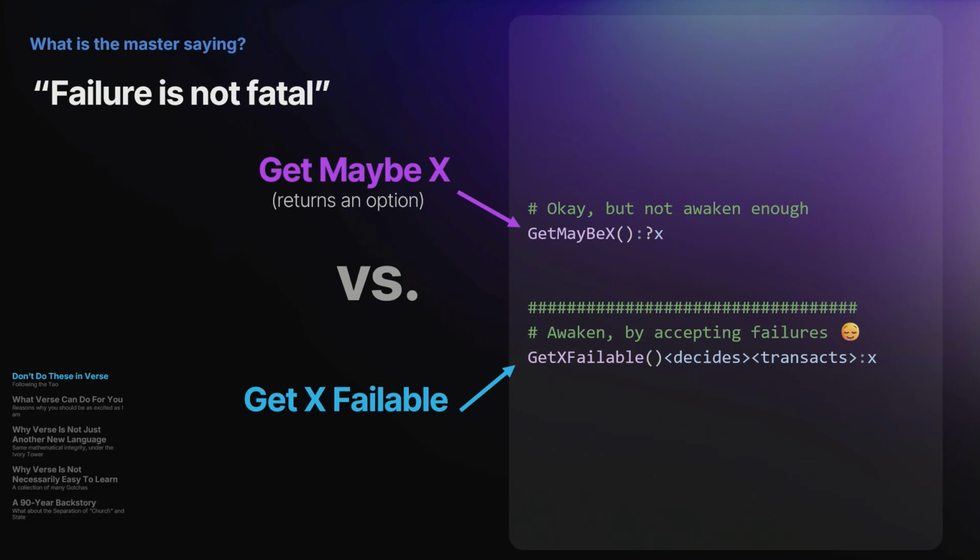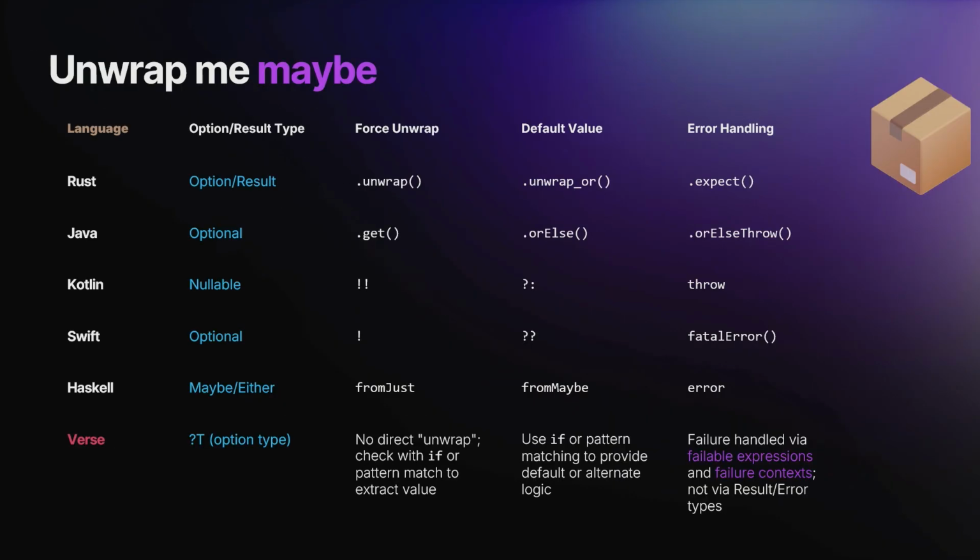The first function, GetMaybeX, returns an option, while the second function returns X directly. It may manage to do so, or it may fail. If you're not familiar, an option type in programming acts like a box that may or may not hold a value, and you will always have to unwrap or unbox it to peek inside.